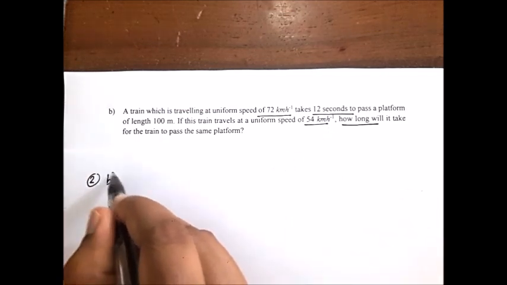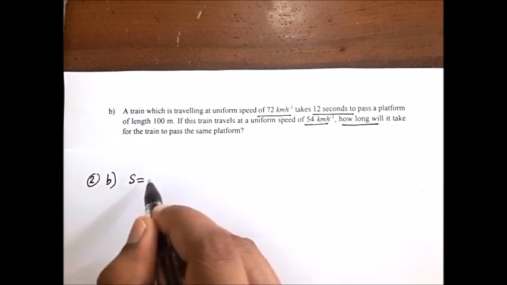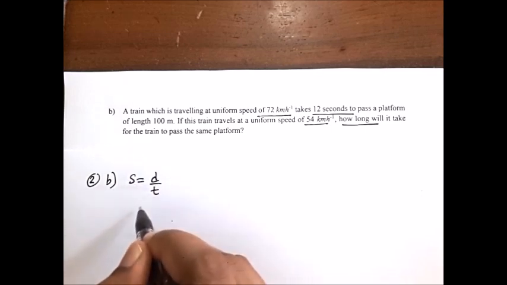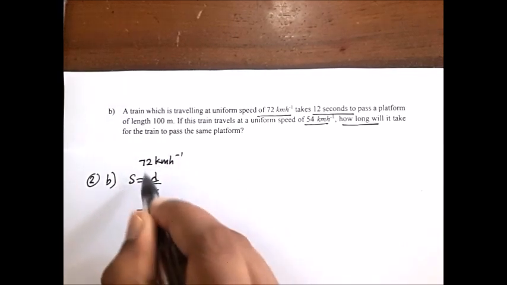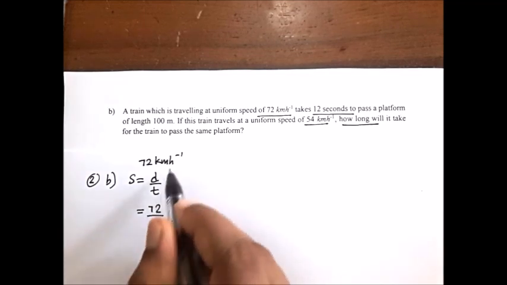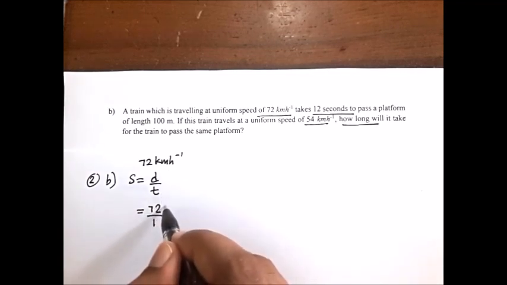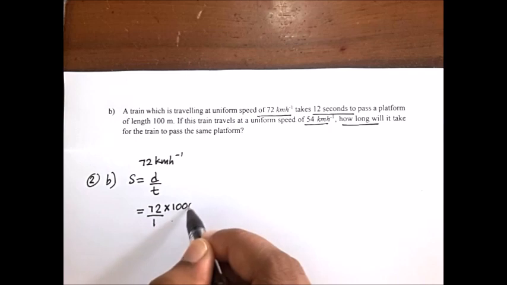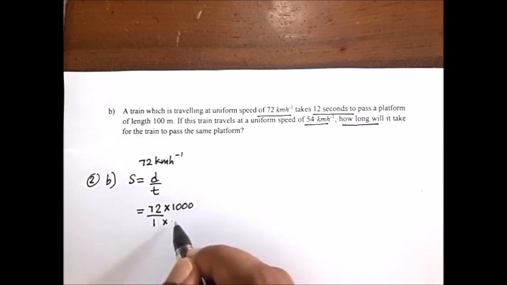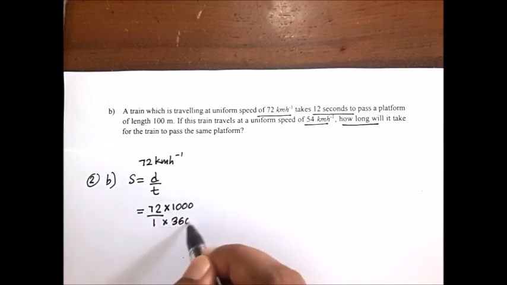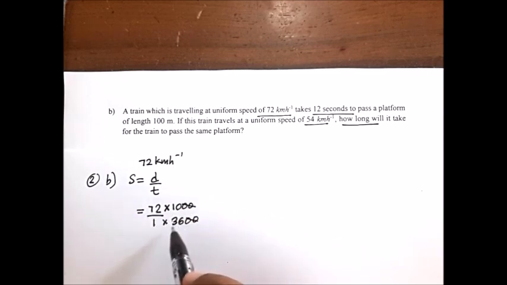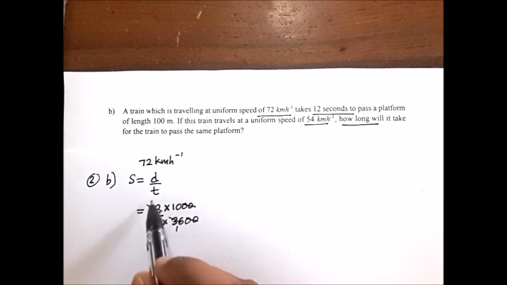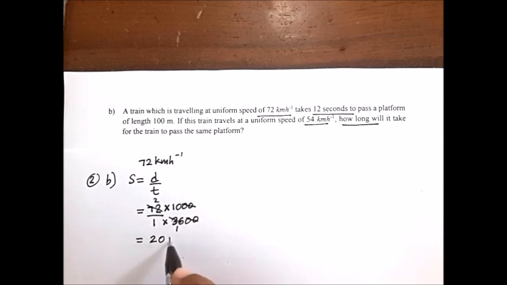Second question part B. Speed equals distance divided by time. 72 kilometers per hour. Here distance is 72 kilometers. Time is 1 hour. To convert this into meters, multiply by 1000. To convert 1 hour into seconds, multiply by 3600. Cancel 2 zeros, and 72 and 36 give 2 and 1. 2 multiplied by 10, 20 meters per second.